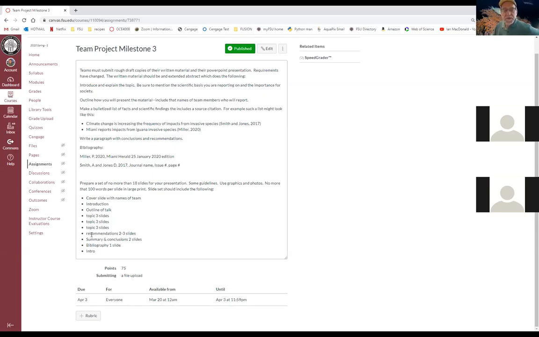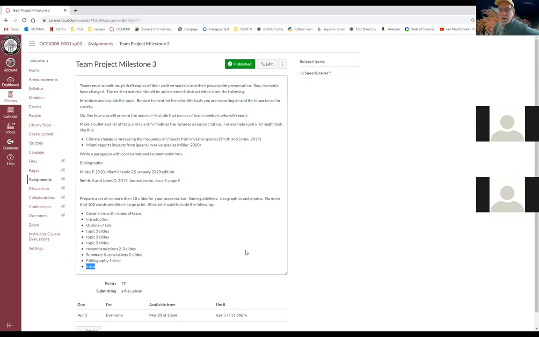And finally, there'll be recommendations. What do you think is a solution to this problem? How should we work on it? What further scientific investigations are needed? How could regulation or societal actions help to mitigate this problem? And finally, there'll be summary and conclusions, just summarizing everything, and a bibliography. I don't know why it says intro down here. So that's generally an outline of what I'm expecting for Milestone 3.